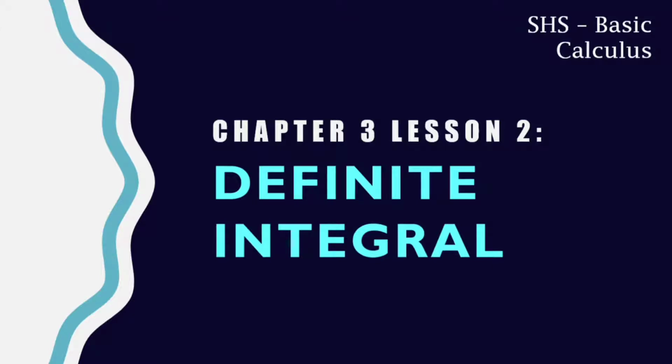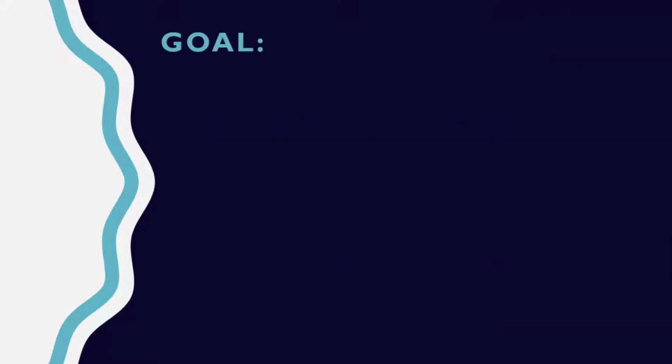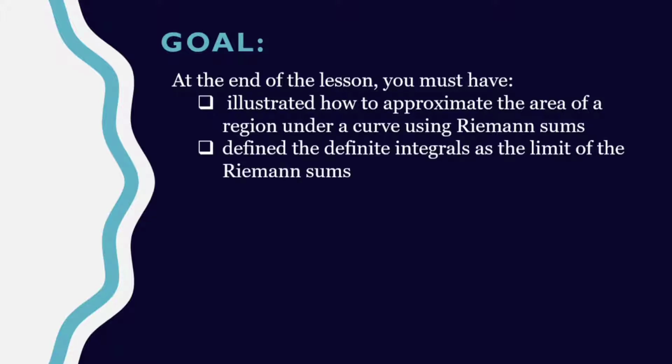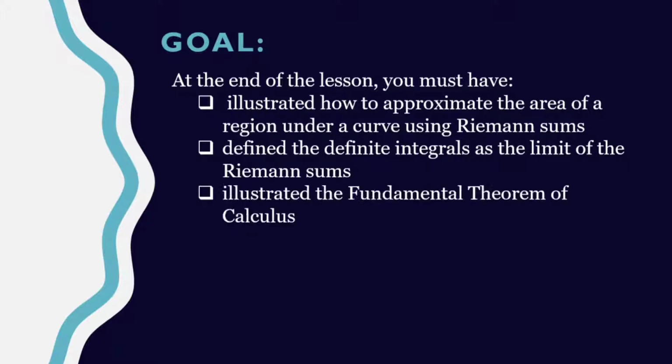Welcome to Chapter 3, Lesson 2. This is all about the definite integral. For today, our goals are, at the end of the lesson, you must be able to: 1. Illustrate how to approximate the area of a region under a curve using the Riemann sums. 2. Define the definite integral as the limit of Riemann sums.